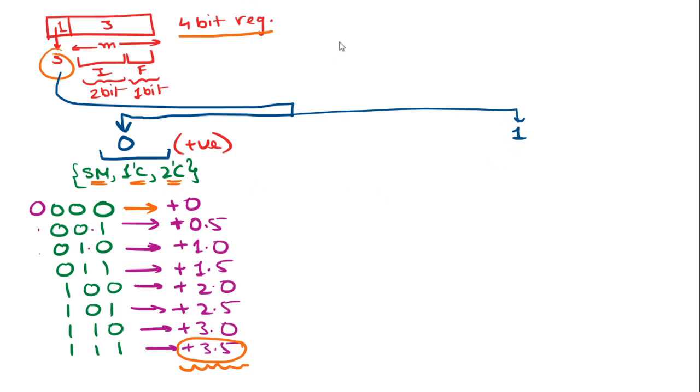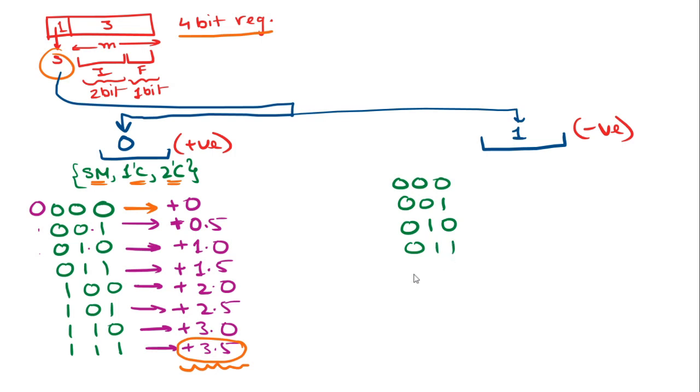Now let's see when the sign is 1, that means when the number is negative. In that case, the possible combinations will again be 0 0 0, 0 0 1, 0 1 0, 0 1 1, 1 0 0, 1 0 1, 1 1 0 and 1 1 1, right? These are the only combinations possible in that case as well. 1 will be by default here, but the numbers will change. What do I mean by that? This will represent something else. So let's take each one of them: sign magnitude, 1's complement and 2's complement.